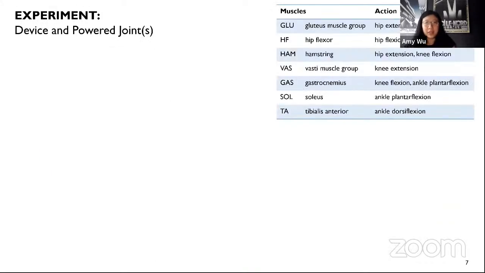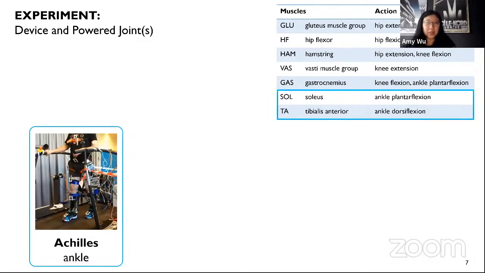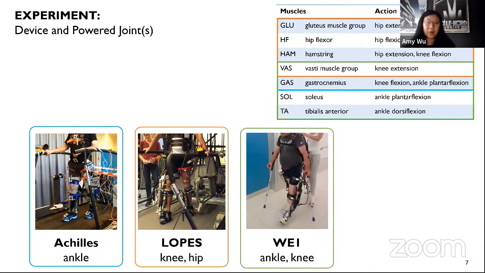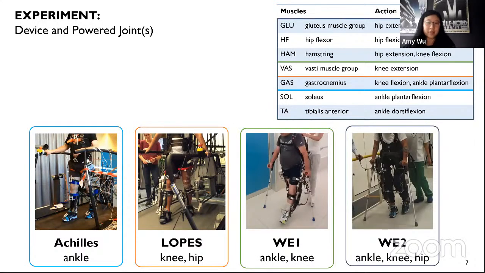So here I have the different muscle groups that were used in the sagittal plane model. And as we alluded to earlier, you can apply these on different exoskeletons. So it could be just the ankle, where we take the soleus and tibialis anterior muscle. Lopez had the knee and hip power joints, so this is a gait trainer that's fixed. And then we had two other wearable exoskeletons, where one is an ankle, knee, and hip. So we applied it to all four of these.